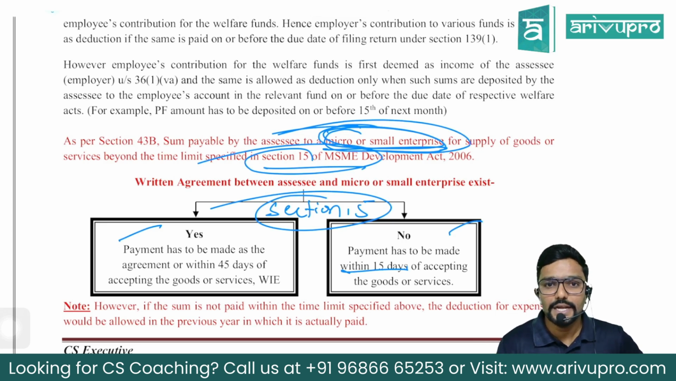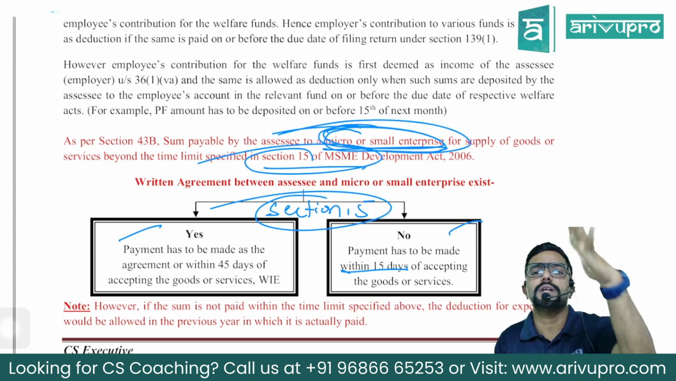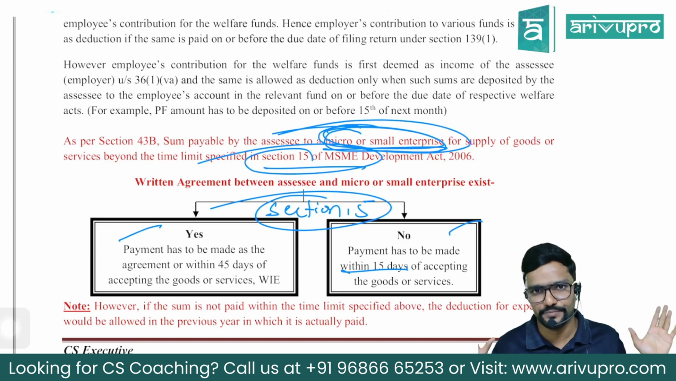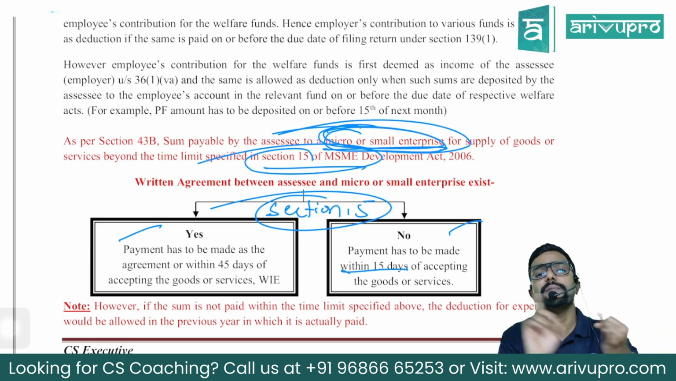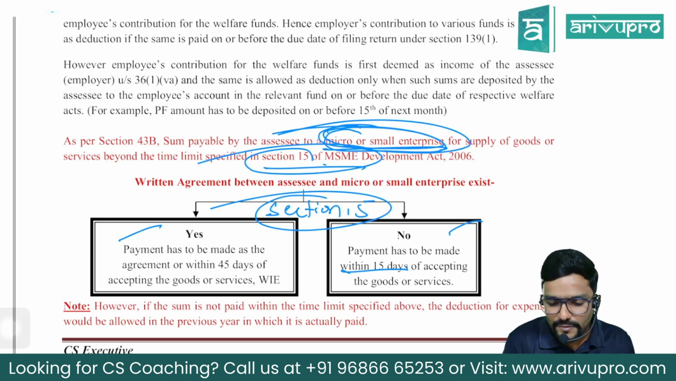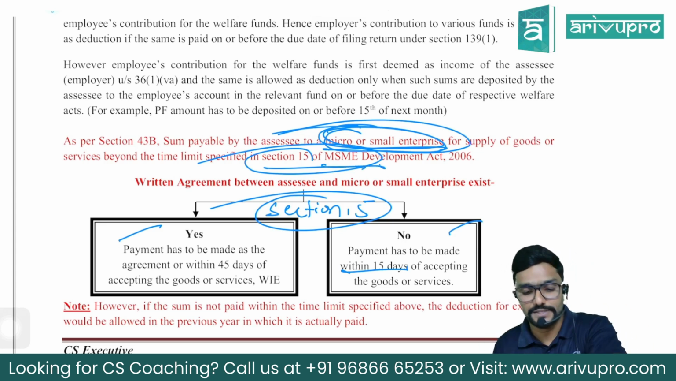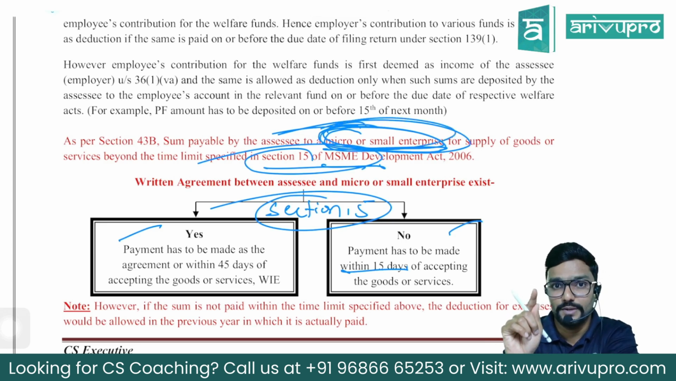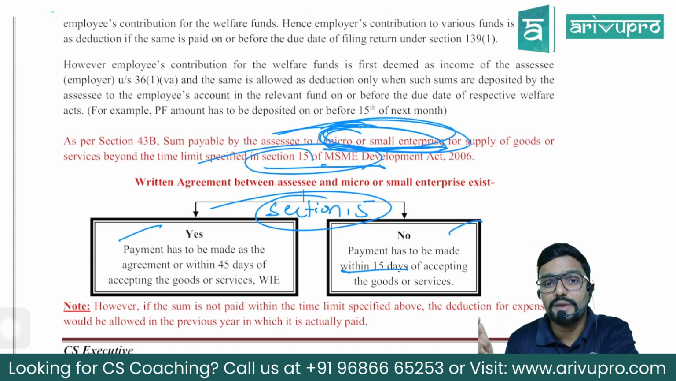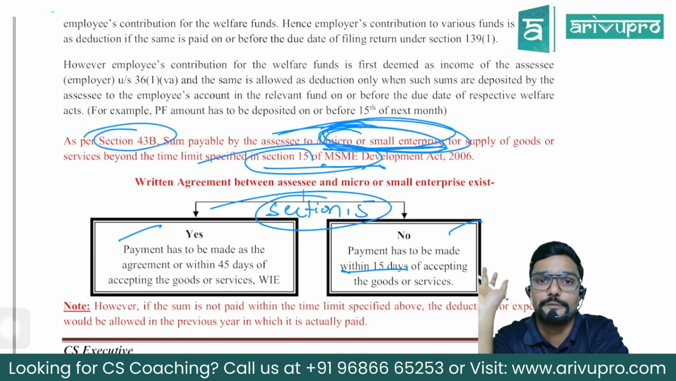Clear? And here, sir, is there any category of payment covered? No, for any purchase of goods or rendering of service, anything. But the person who is receiving the payment should be a micro or small enterprise. Sir, what is the full form of MSME? Micro, small or medium enterprises. But what is covered here is micro and small only. Please be careful. Micro and small. Sir, what about medium? Have they covered it? No. In section 43B, they have not covered medium enterprises.